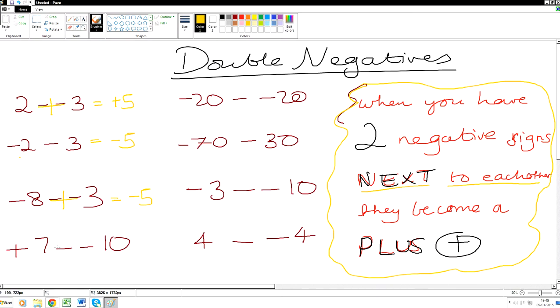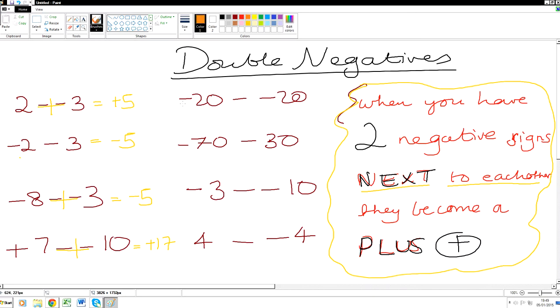Next question, Yusuf: plus 7 minus minus 10. Are these two minuses next to each other? Yes. If they are next to each other, then they become a plus. So you have plus 7 plus 10, plus 17. Plus 17.